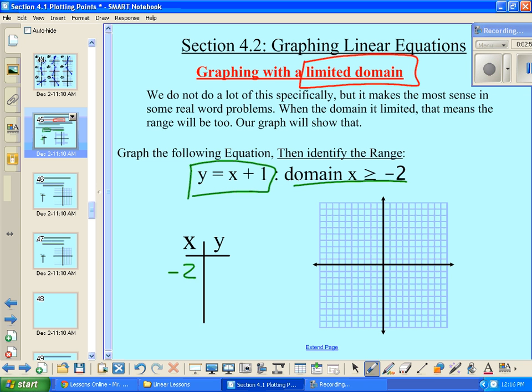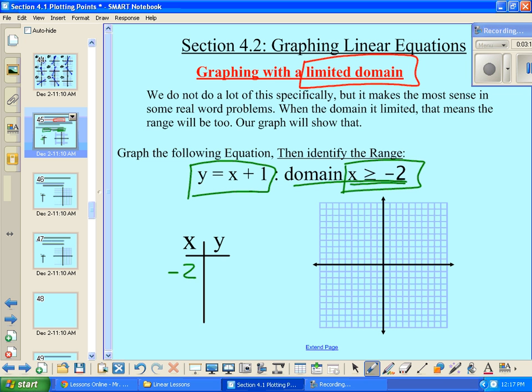So if the domain says x is greater than or equal to negative 2, I need to plug in negative 2. If that number was 5, I'd plug in 5. Whatever that number is, I definitely have to plug that one in first. Then we have to think about other appropriate numbers we should plug in. My x values have to be greater than or equal to negative 2. They can be equal to negative 2, that's the boundary.